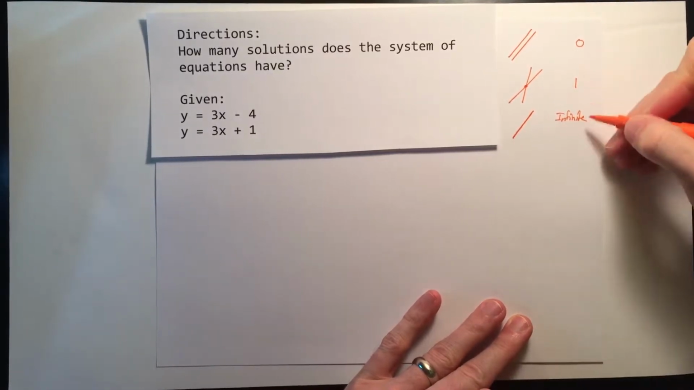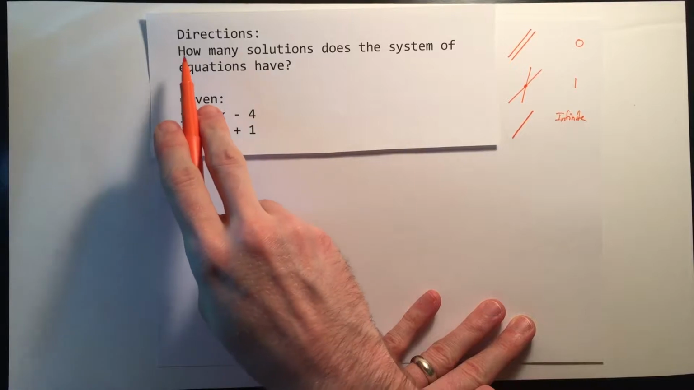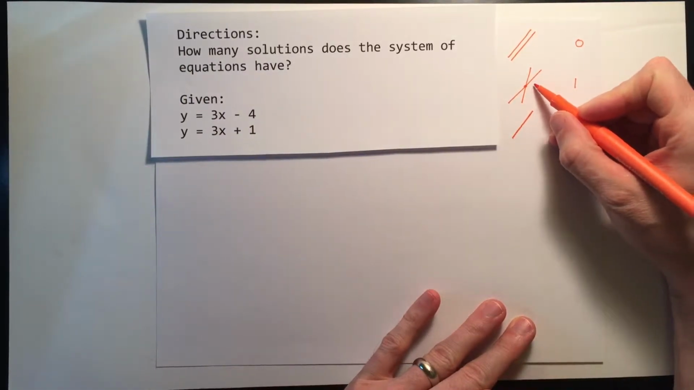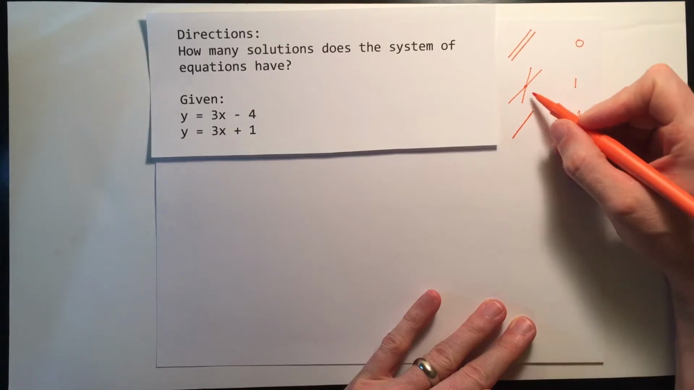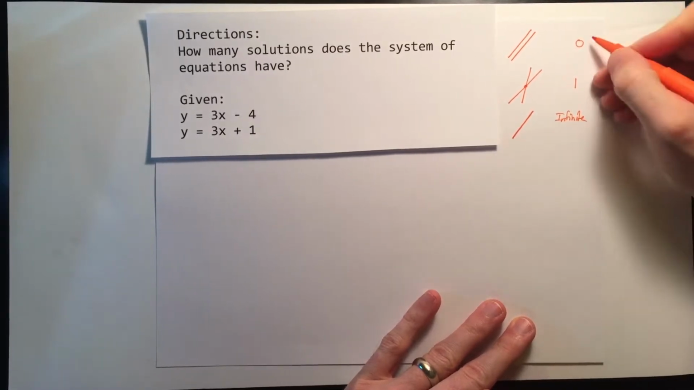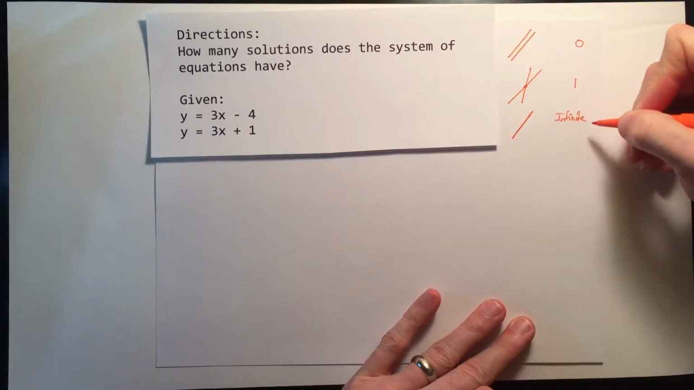So remember, there are only three possible answers to this question: how many solutions? So we're not being asked what is the solution, in other words, what are the values of x and y coordinates at this point where they cross. We're just being asked how many solutions, and the possible answers are 0, 1, or infinite.